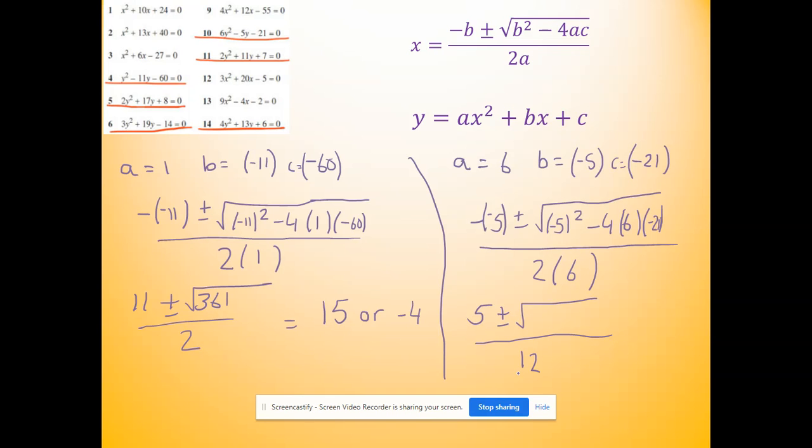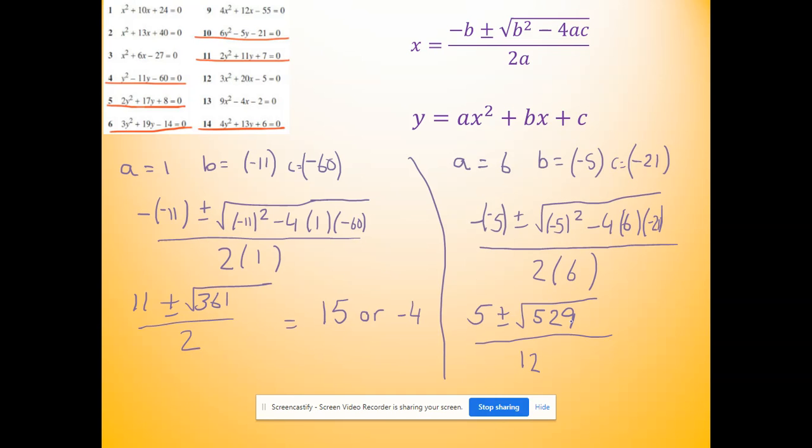So let me get the calculator. Open bracket, minus 5, close bracket, squared. Make sure that squared is outside the bracket. Take away 4 times 6 times open bracket minus 2 close bracket. It's not minus 2, is it? I knew I was going to do that. Minus 21, close bracket. Press equals and we get 529. So in here we've got 529.